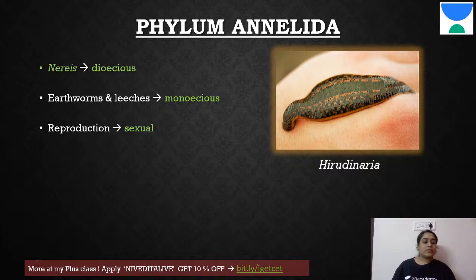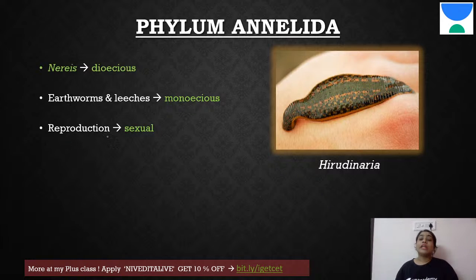Okay. Next, when we talk about reproduction, we also talk about whether they are monoecious or dioecious. Dioecious means you can differentiate into male and female. That means the male organs are in one organism, the female reproductive organs are in another organism. So dioecious. On the other hand, we also have monoecious ones. That means male and female organs are in the same organism. For example, earthworm and leeches. Male and female reproductive structures are on the same organism in case of monoecious.